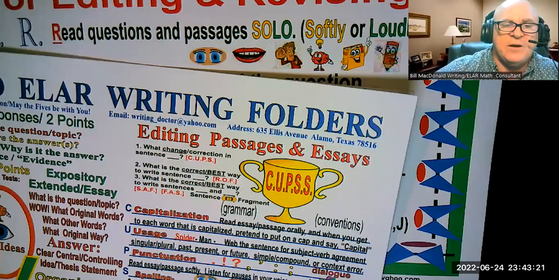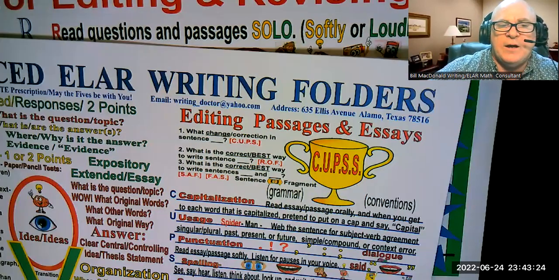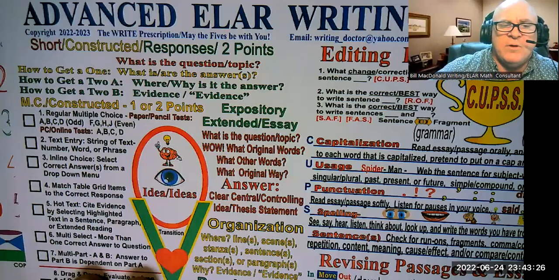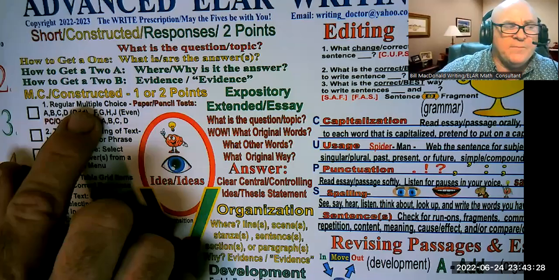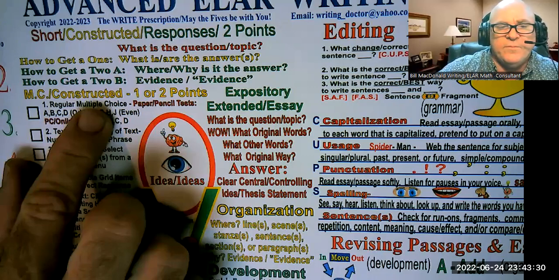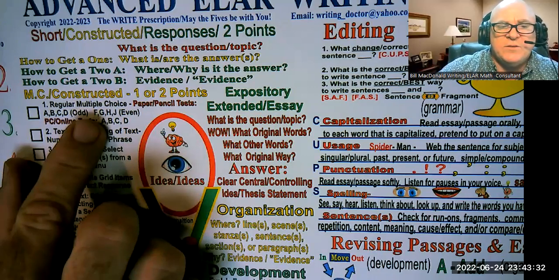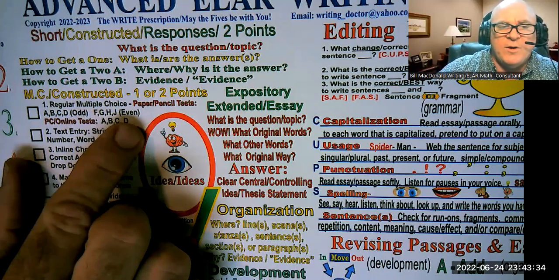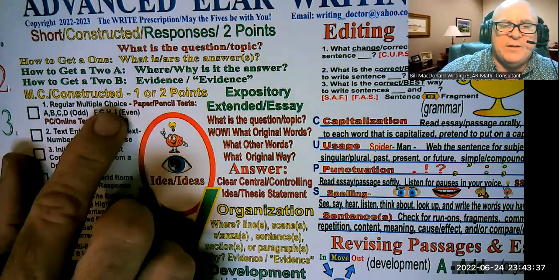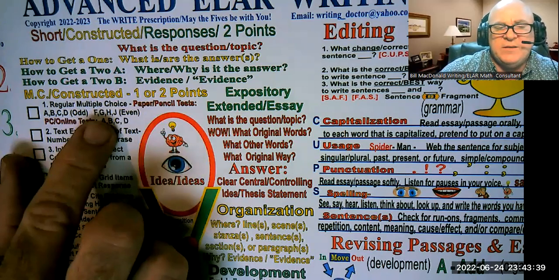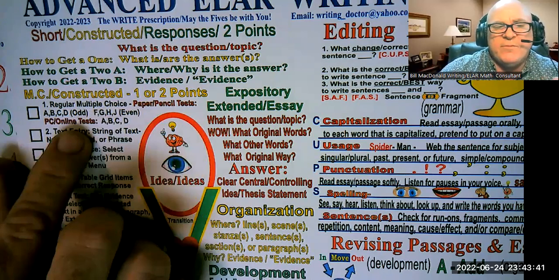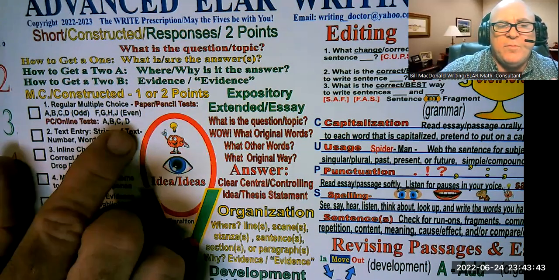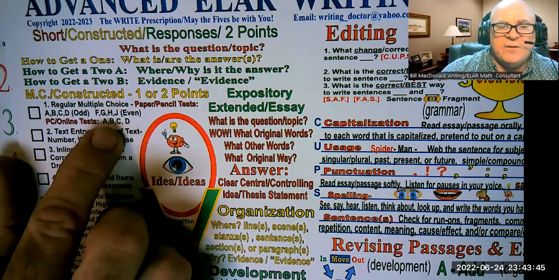So as you can see here on this left-hand corner, it says multiple choice, paper and pencil tests. We can still practice with the evens and odds if you want to, but in PC Online, it's going to be just A, B, C, D in Texas. And for some of you, it's just going to be 4 little boxes, and you select on the 4 boxes.